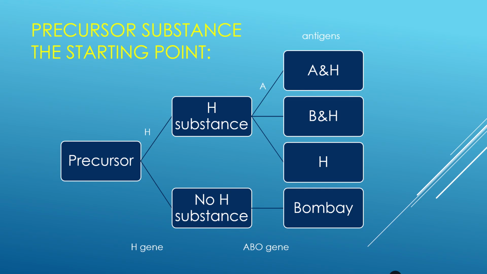If they have an A gene, they will make A and H antigens. If they have a B gene, they will make B and H antigens. And if they have only the O genes, they will only make the H antigens.